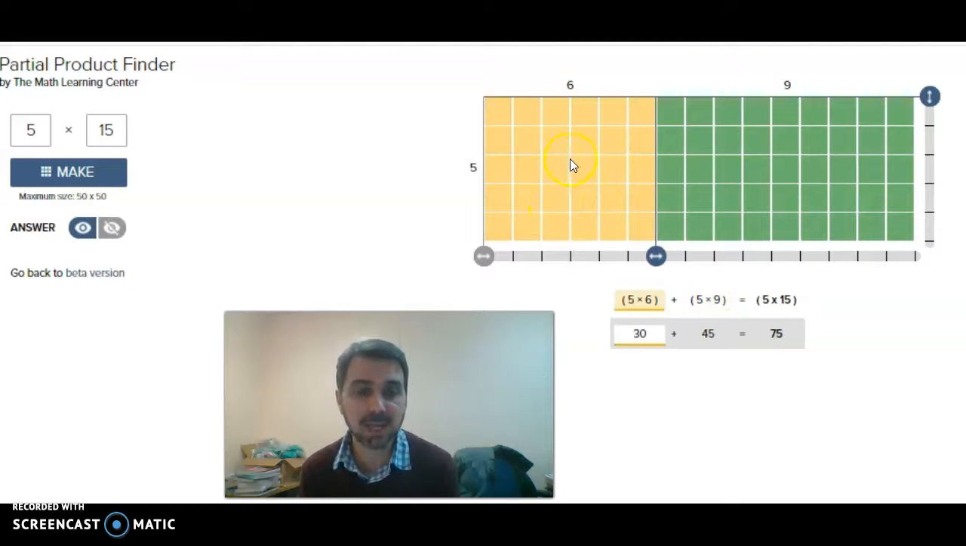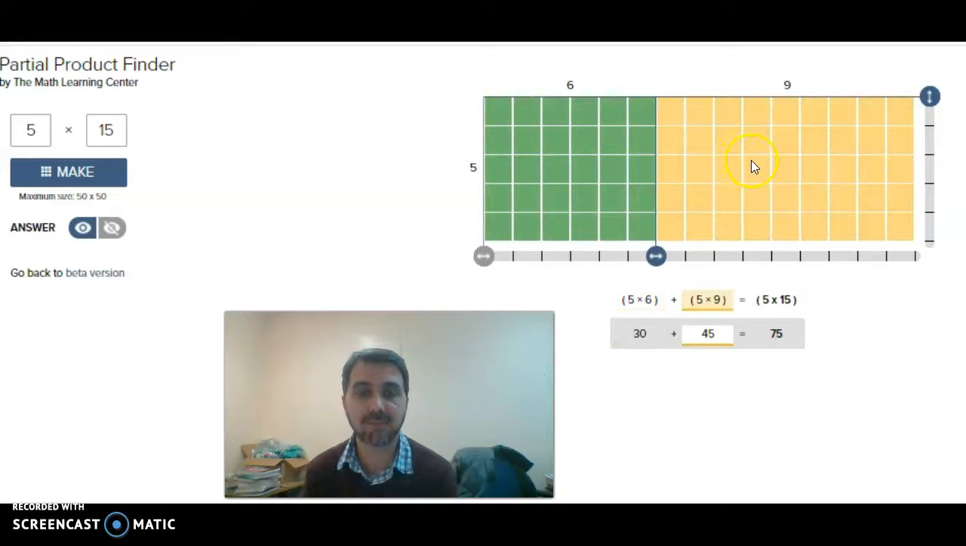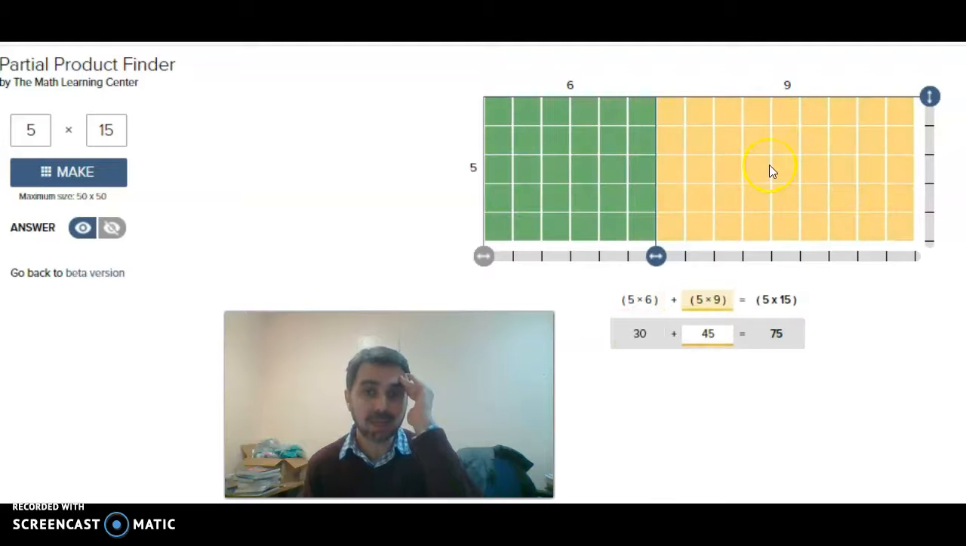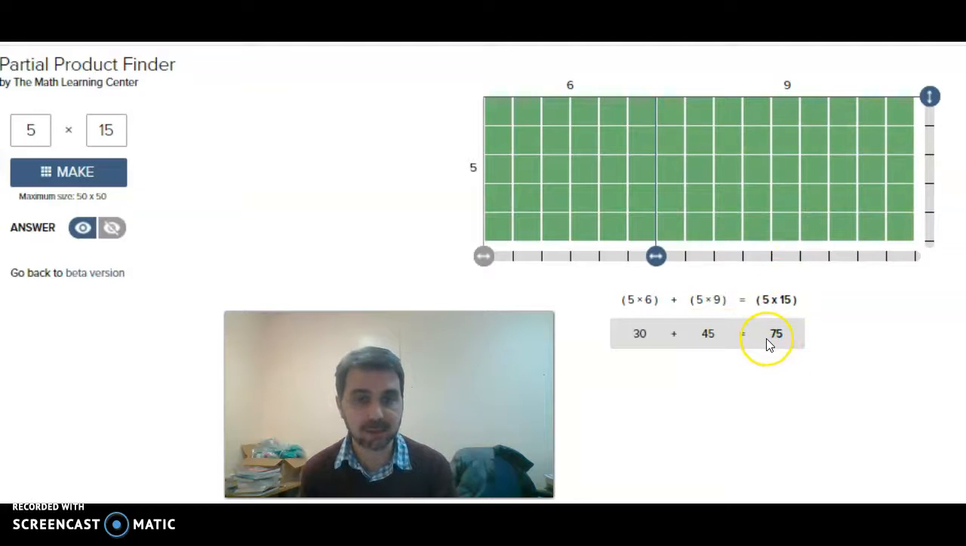This is 5 times 6 because it's 5 rows of 6. 1, 2, 3, 4, 5. 5 rows of 6, and there's 1, 2, 3, 4, 5, 6 tiles in each row. So that's 30, and over here I have 5 times 9, which I know is 45. So if I don't know what 5 times 15 is, I can say, okay, well, let's do 5 times 6, which is 30, add it to 5 times 9, 5 rows of 9, which is 45, and I get 75 as my answer. Do you see 75 right there?